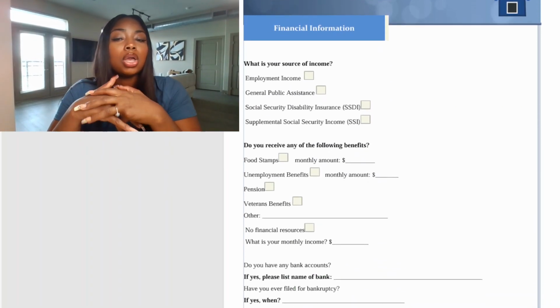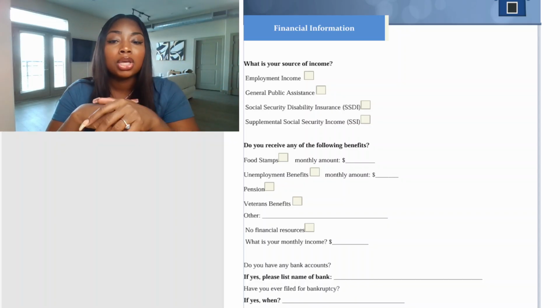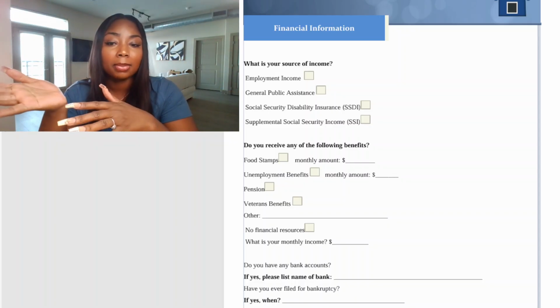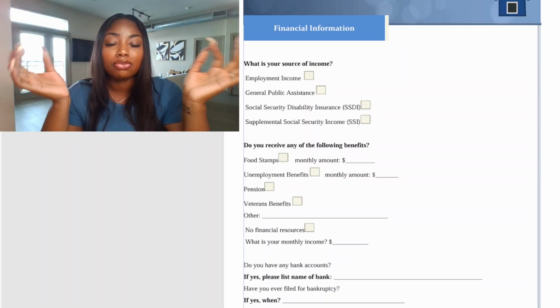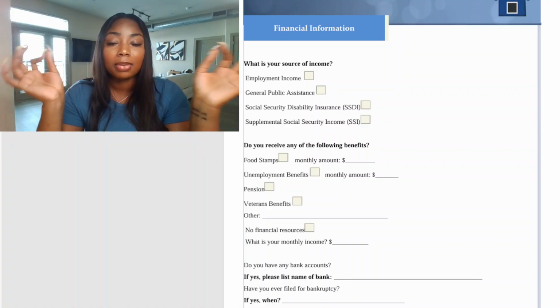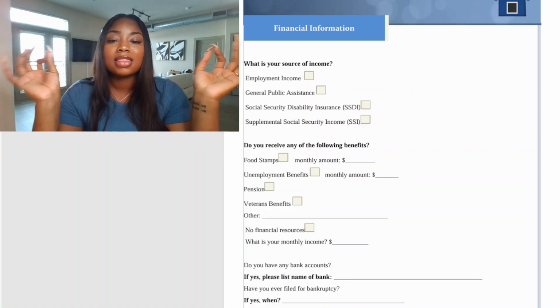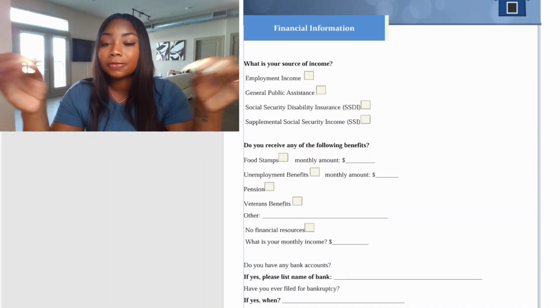Financial information. What is your source of income? You need to know if this resident is going to be paying you self pay or private pay, which will be considered primarily their employment income. General public assistance. Some individuals may receive housing vouchers, or they may receive temporary funding from an agency or organization that may take care of their first or second month's rent, whatever their requirements are.